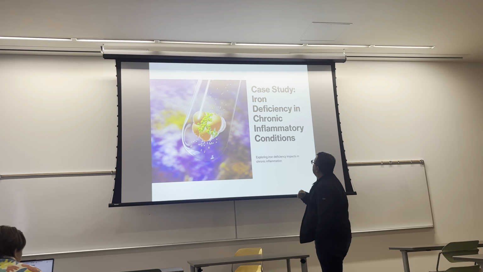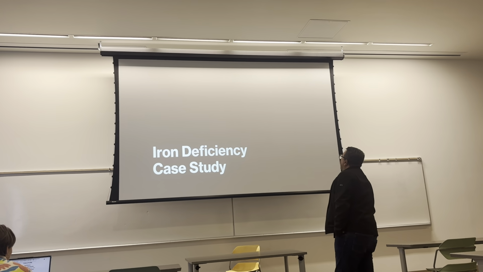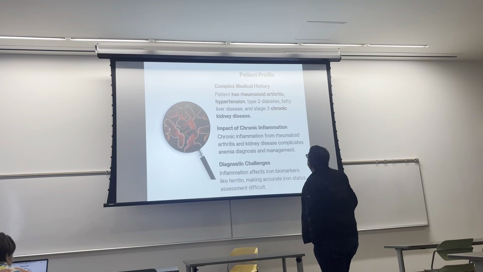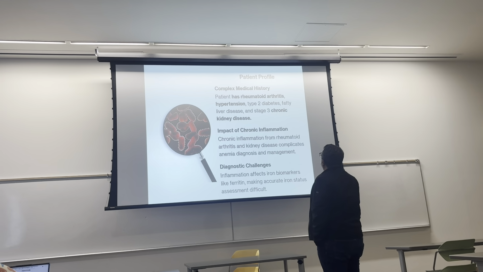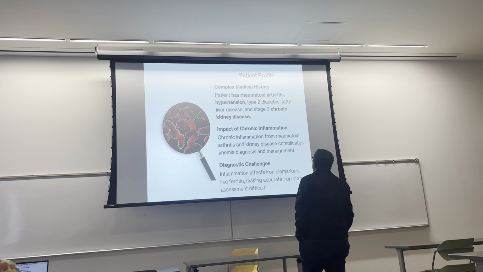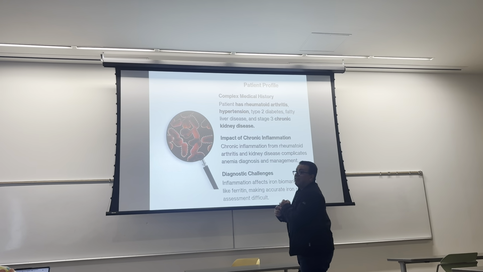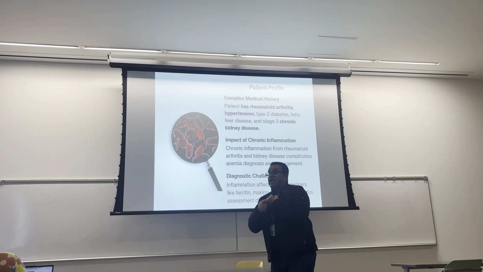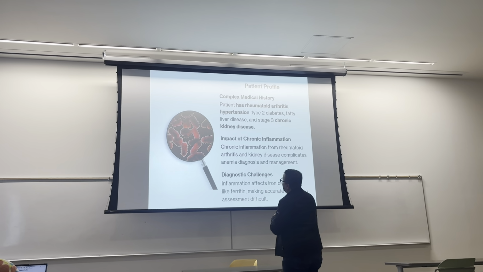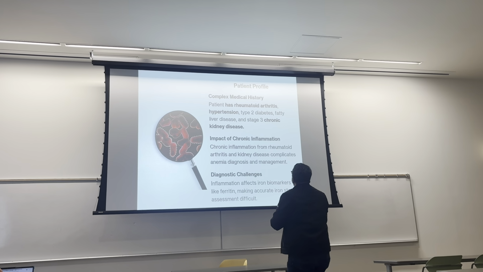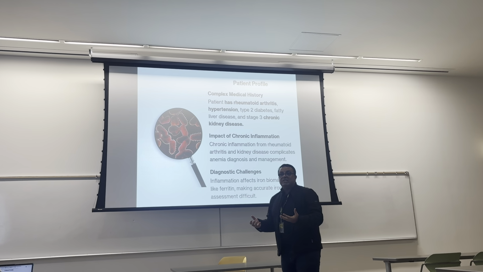So here we have a case study of iron deficiency with chronic inflammation. In this case, we have a patient who has rheumatoid arthritis, hypertension, type 2 diabetes, fatty liver disease, and stage 3 chronic kidney disease. So he has inflammation related to RA, rheumatoid arthritis, also inflammation related to type 2 diabetes. Also, he has a chronic disease.